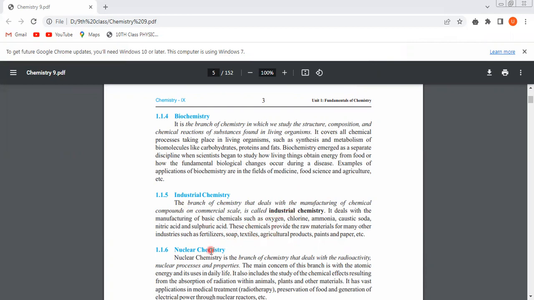Nuclear chemistry. Nuclear chemistry is the branch of chemistry that deals with the radioactivity, nuclear processes, and properties. The main concern of this branch is with the atomic energy and its uses in daily life. It also includes the study of the chemical effects resulting from the absorption of radiation within animal, plant, and other materials. It has vast applications in medicine, treatment, radiotherapy, preservation of food, and generation of electrical power through nuclear reactors, etc.